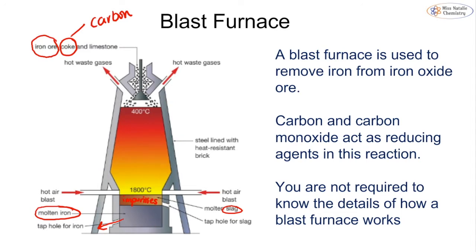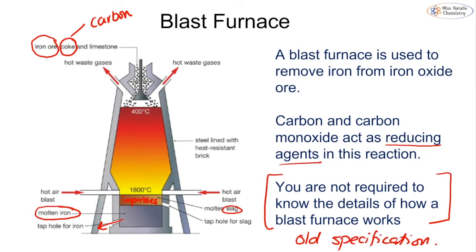Okay, and in this case the carbon and the carbon monoxide that is formed in this reaction act as reducing agents. So these are the things that will take the oxygen and then allow the molten iron to be formed. Now, you are not required to know how the blast furnace works. That is all in the old specification. So again, if you're doing these questions and it's asking you to explain the blast furnace, you do not need to answer that. You can move on to another question.